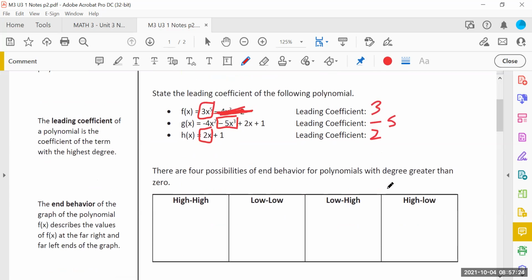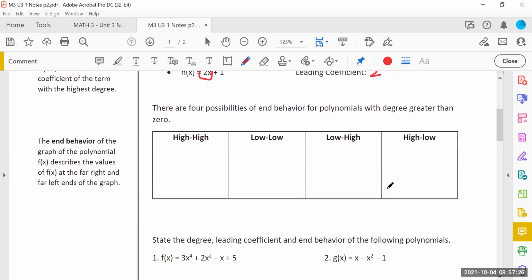Not, let me know, because that's how we're going to determine what's called the end behavior of the function. There are 4 possibilities for end behavior. One is high, high. The idea that I have a polynomial that looks kind of like this. The 2 ends are going up. That's high, high end behavior. That happens for anything with an even degree.